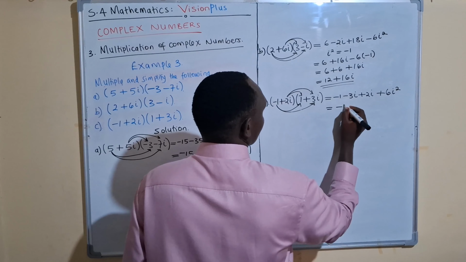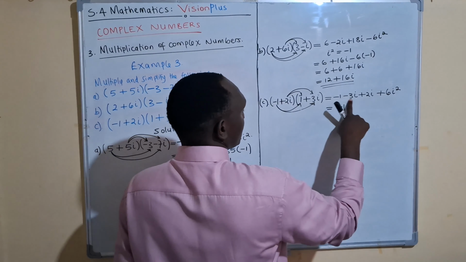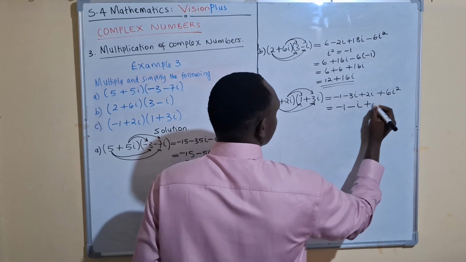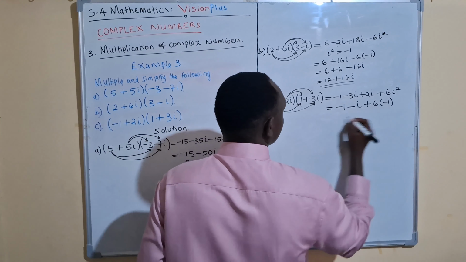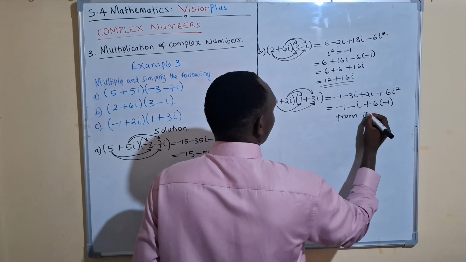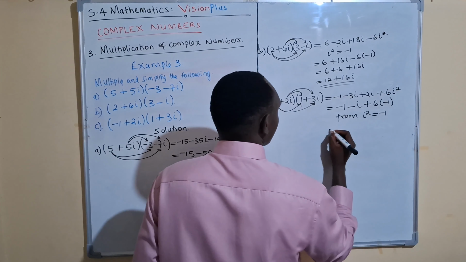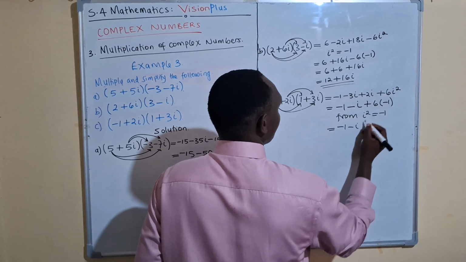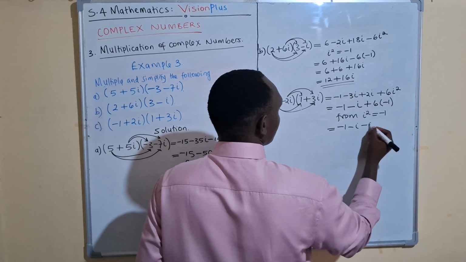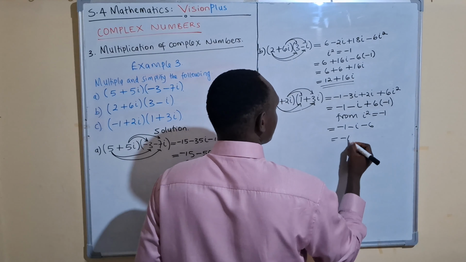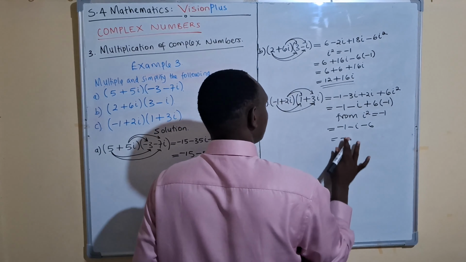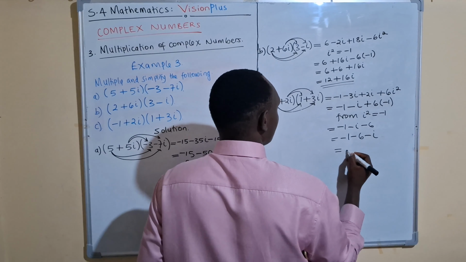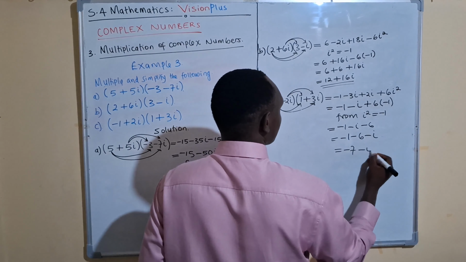This is equal to -1, -3i plus 2i, that is simply -i, plus 6i squared. What is i squared? This is -1, from the property that i squared equals -1. So we shall have -1 - i, and positive 6 times -1 is -6. So here we shall have -1 - 6 - i. It gives us -7 - i.